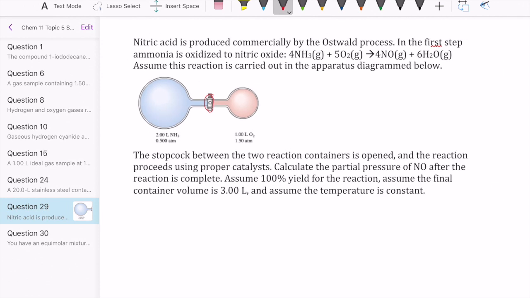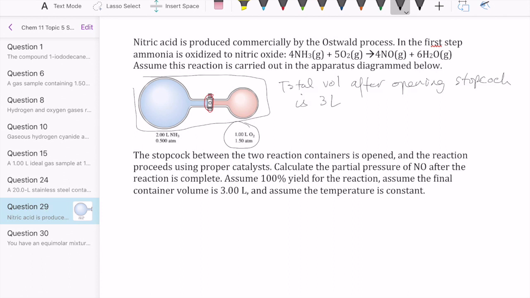So there's two steps here that you need to think about, because the reaction doesn't immediately happen. When they're separated, there's no reaction. When you first open the stopcock, there's really no reaction, but the oxygen, which was originally at 1.5 atmosphere in 1 liter, now has a total volume that's much bigger, 3 liters. So the gas that originally had a pressure of 1.5 atmosphere now has a reduction in pressure because the volume is bigger. That's just Boyle's law. The same thing happens with the ammonia, initially at 0.5 atmosphere in 2 liters, but now it becomes 3 liters, so the pressure also drops.